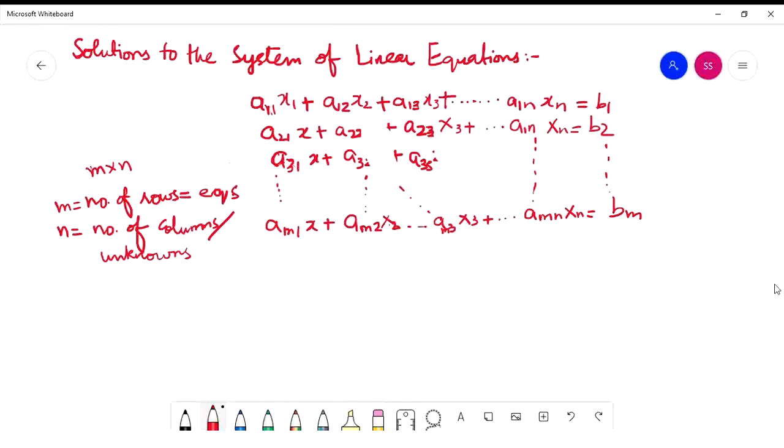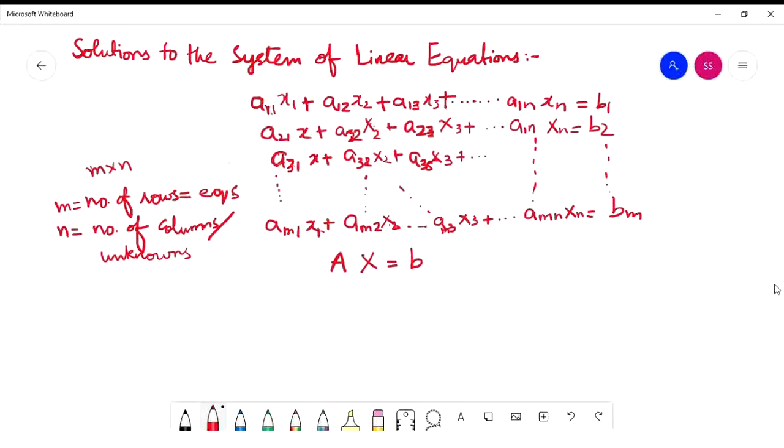If you have an m cross n order linear system, okay. So now we move further. If I want to convert it into the standardized form, then I can write the coefficient matrix a11 to amn as A, all the unknowns from x1 to xn as the column vector of unknowns x, and the right hand side of the equation is also a column vector b, so that I can write it as Ax equals b.